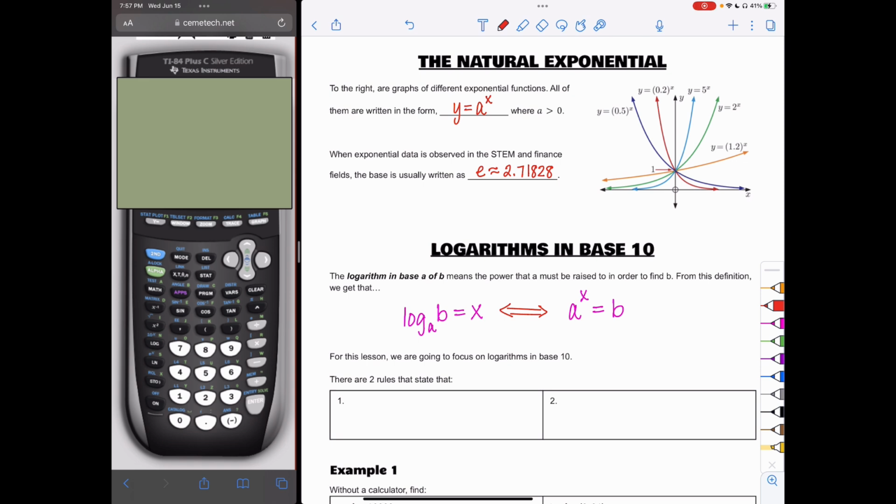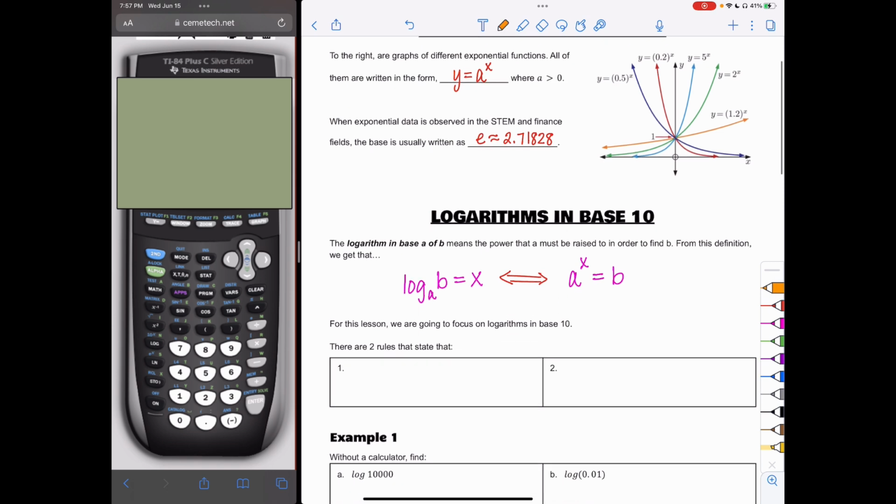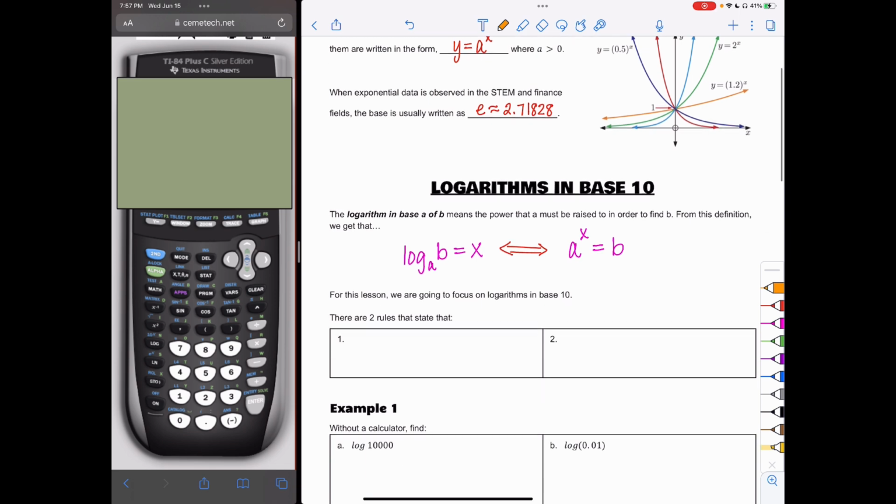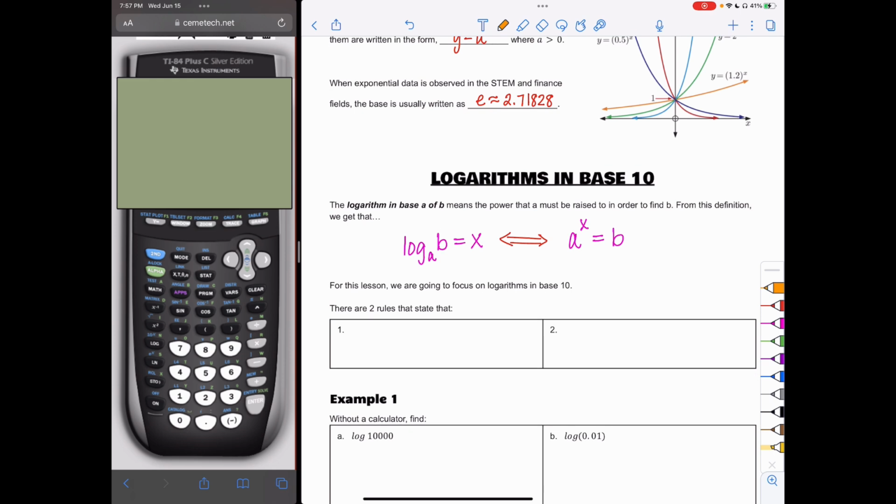For this lesson, we are going to focus on logarithms in base 10, for right now. We will do other bases in other lessons. The first thing you need to understand is that anytime we have something written as log of base 10, there are two rules that we are going to focus on.